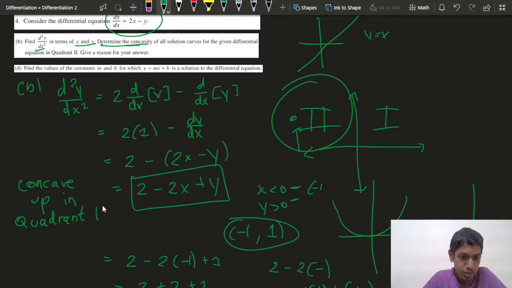And the reason that you would give is that this second derivative is greater than 0 when x is less than 0 and y is greater than 0.